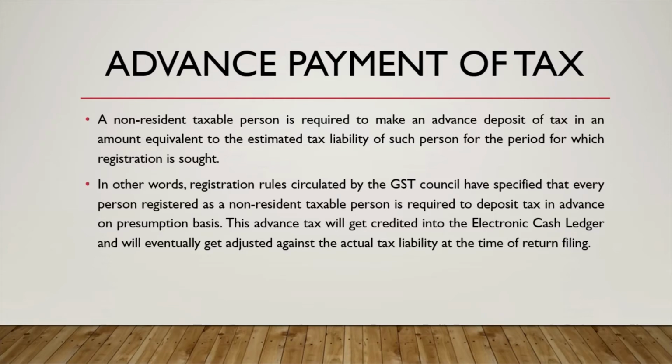Now, this advance tax will get credited into the electronic cash ledger and will eventually get adjusted against the actual tax liability at the time of return filing. So, when the return is filed by the non-resident taxable person, this amount will be adjusted against the actual tax liability, which will arise in the future, in the electronic cash ledger.